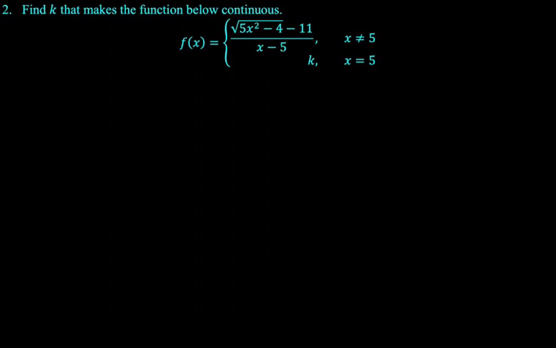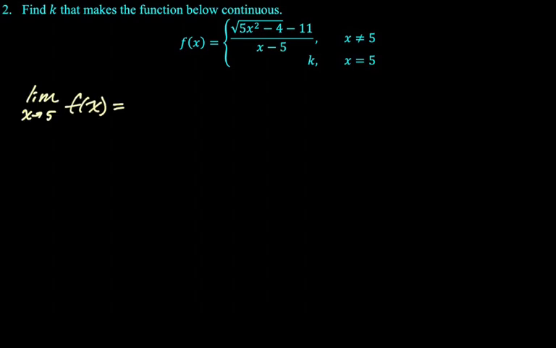So we know that for something to be continuous, the limit must exist, the function must exist, the limit must equal the value of the function. So in this case, I really need to find the limit, because whatever limit I get as x approaches 5, I'm just going to let k equal that, and that'll force the function to be continuous.